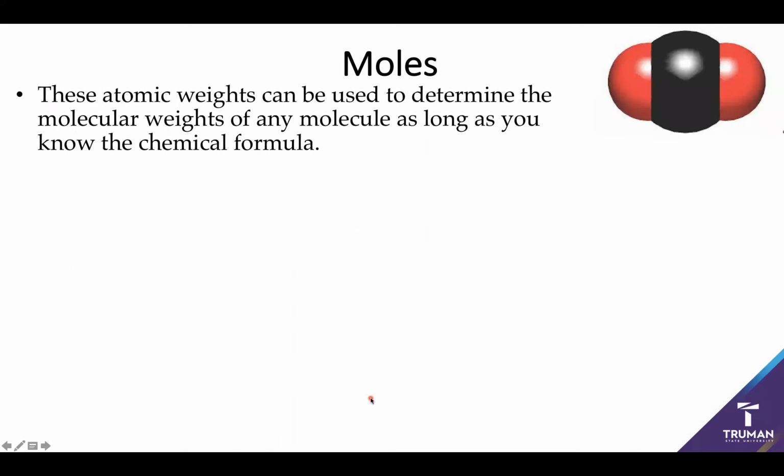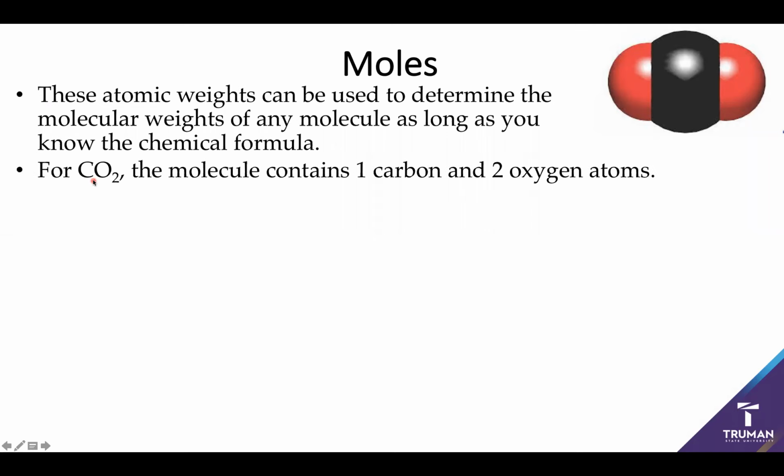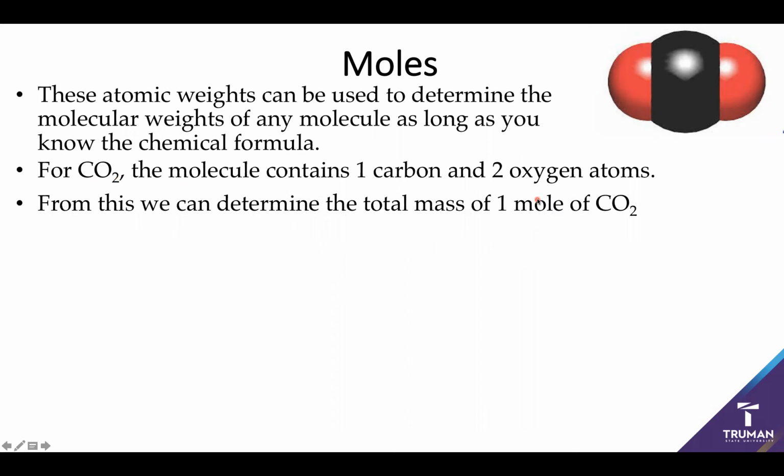We can use these atomic weights to determine molecular weights as long as we know our chemical formulas. We're going to dive into this a little more in the next chapter as we talk more about molecules. But let's look at CO2. This molecule contains 1 carbon atom and 2 oxygen atoms, so we can use this to determine the mass of 1 mole of CO2.